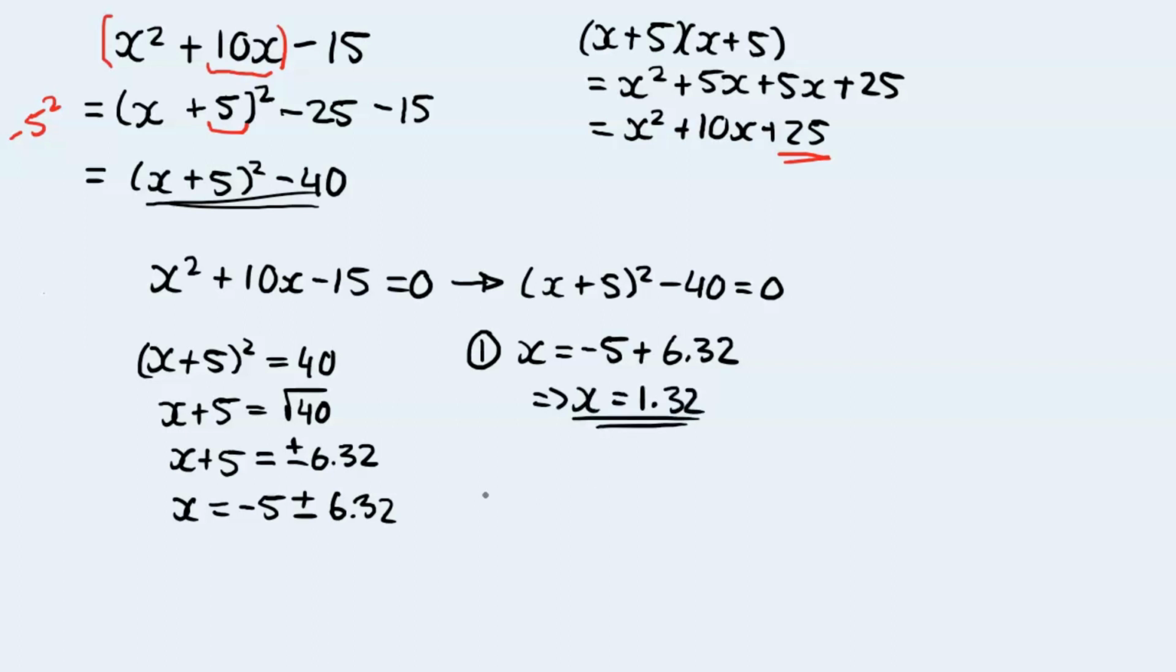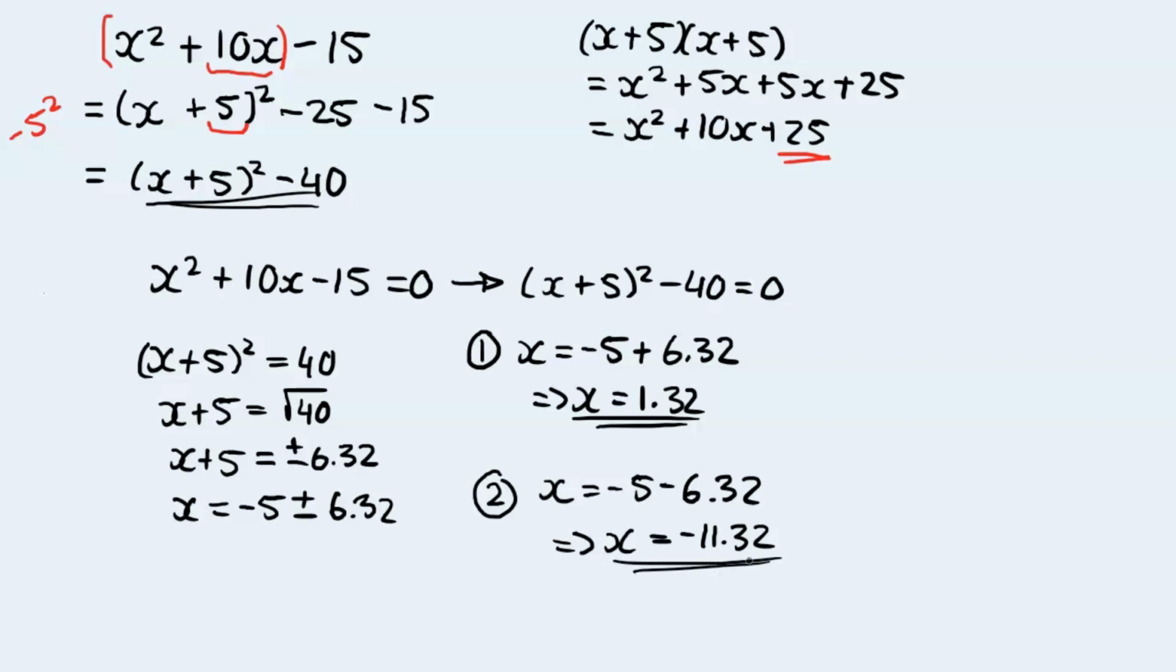So that's one value of x. Now let's find the second value of x. We have x is equal to minus 5 minus 6.32. Okay, and then that computes down to x is equal to minus 11.32. So those are two possible values of x there.